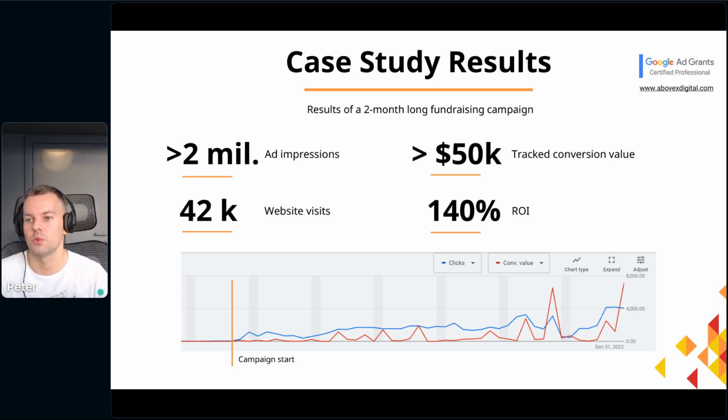So that's what they generated, and the ROI was about 140%. When we compare the actual donation amount with the amount of cost that included the media spend as well as our fees, there was a positive ROI of 140%.